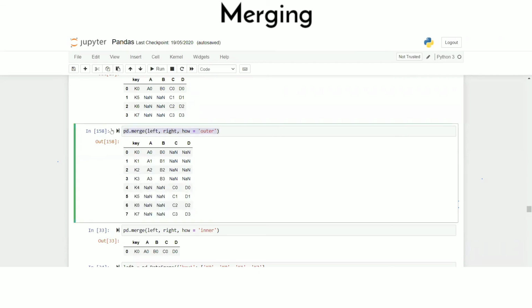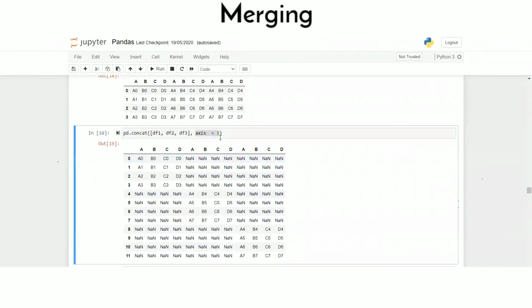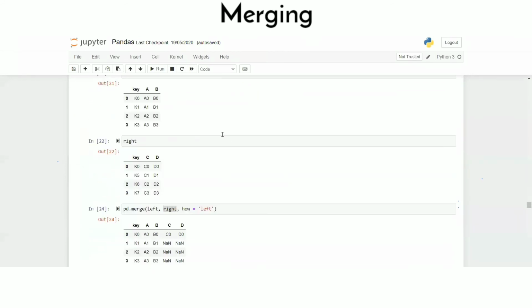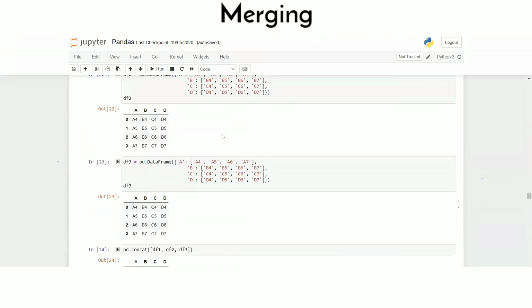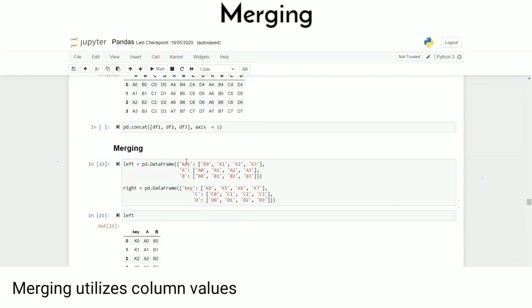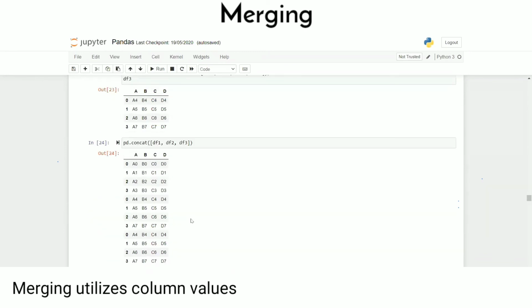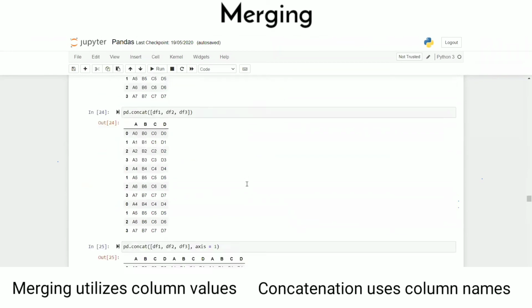So when you're merging from the outer, it's pretty similar to when you're concatenating based on the column of a particular data frame. Now, the difference between merging and concatenating is that merging utilizes the values within a particular column, while concatenating explicitly focuses on the column names or the index values.